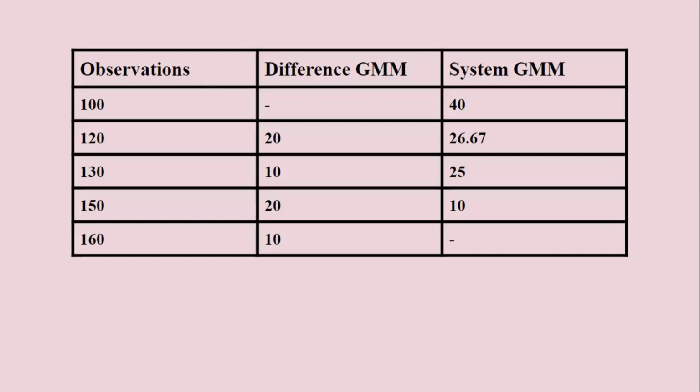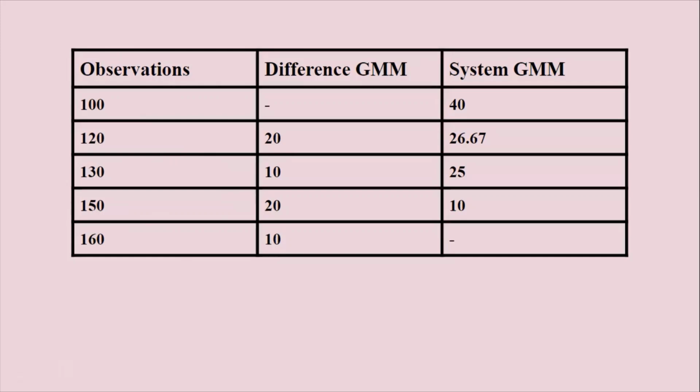Okay. So differencing is very simple: you subtract the previous observation from the contemporaneous one. So you can't calculate the first observation, right? For the second observation, 100 is subtracted from 120, so it's 20. Then 120 is subtracted from 130, so it is 10. Then 130 is subtracted from 150, so it is 20. And then 150 is subtracted from 160, so it's 10. So this is how the observations are calculated if you are using the difference GMM. And this is basically first difference.